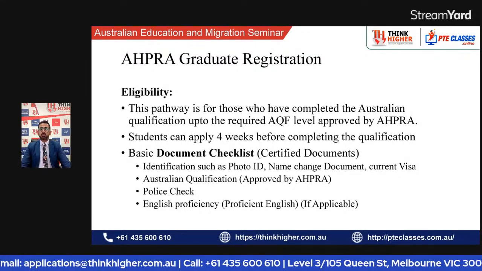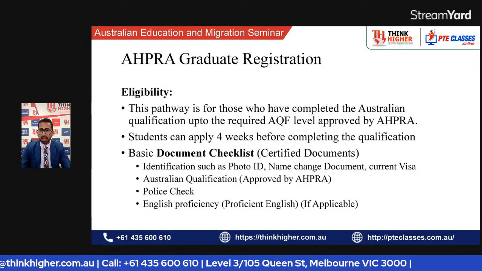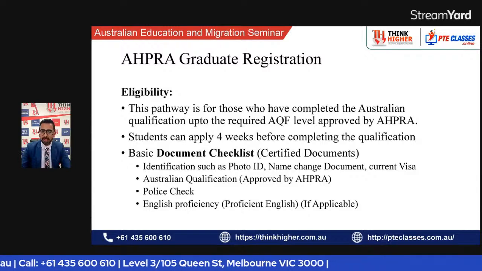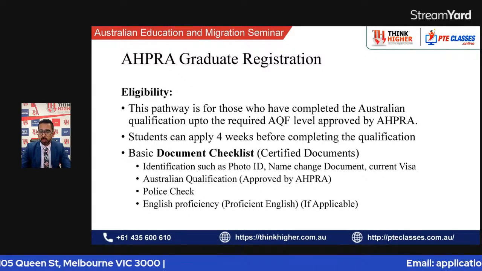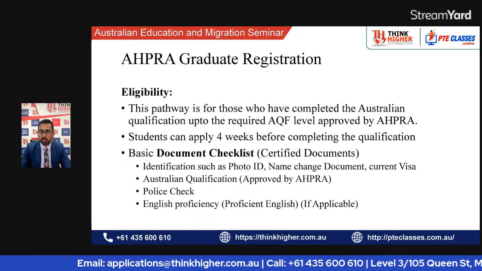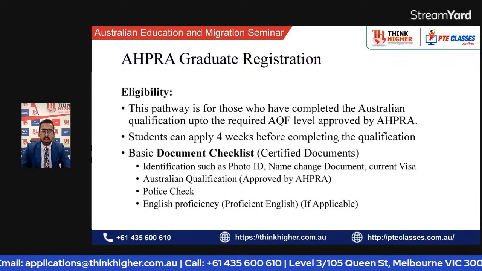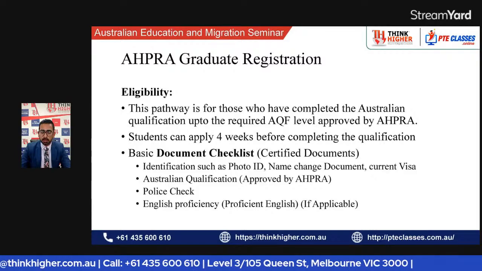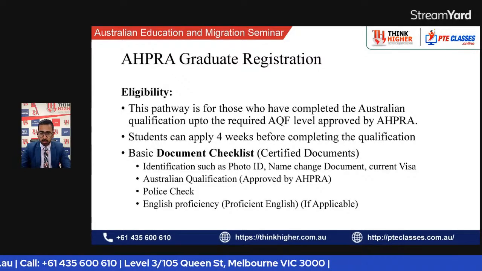Now, the document checklist is quite easy. Identity documents like passport or driving license. Visa requirement is there. Obviously, you must have an Australian qualification which is AHPRA approved. Without the AHPRA approved qualification, you cannot apply for graduate entry. Then police check, obviously Australian Federal Police is required. And the last but not the least, English proficiency, which I've already explained. Let's go to the next slide, please.